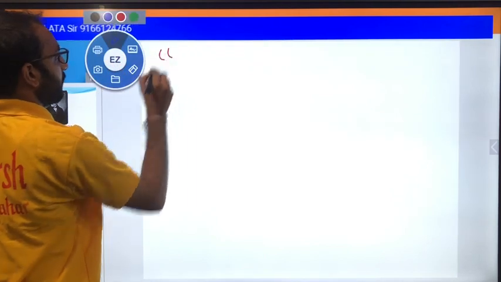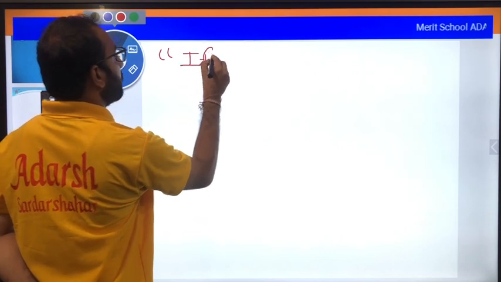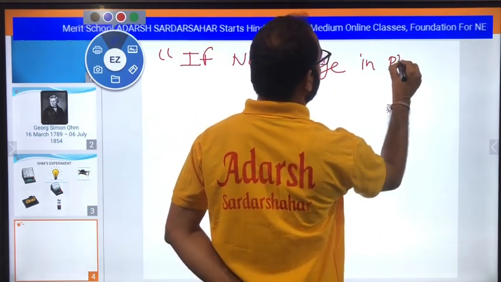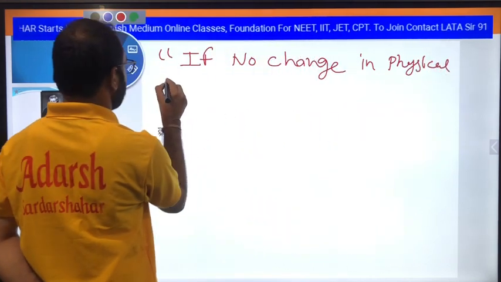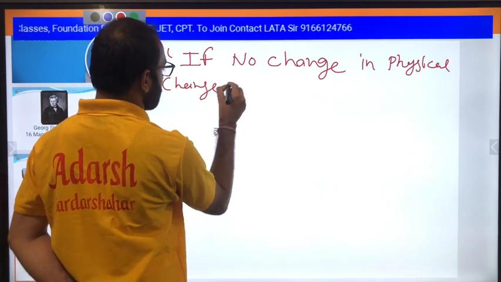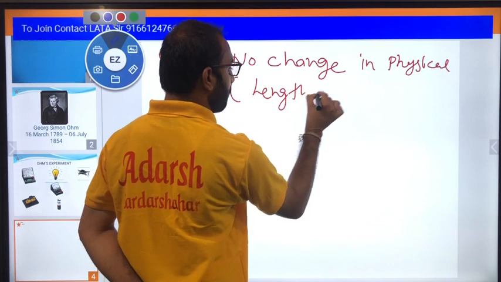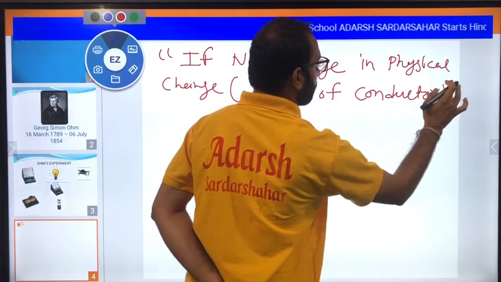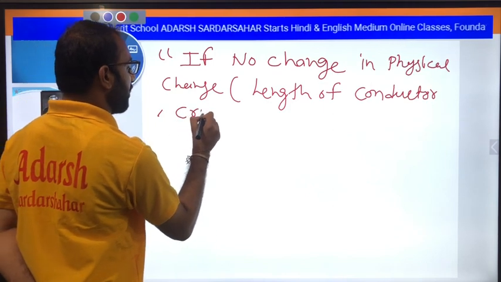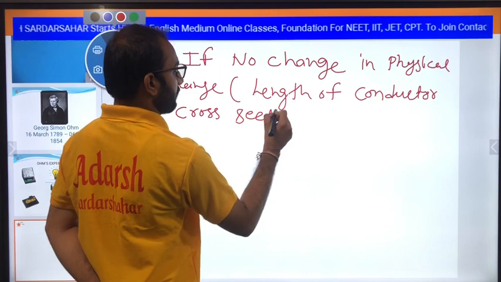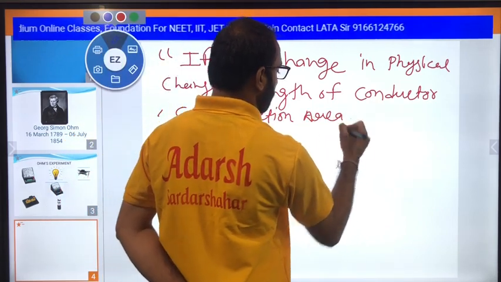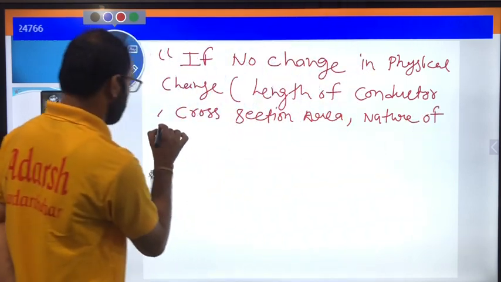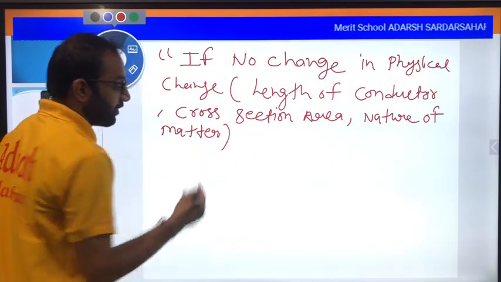Ohm's law says: if there is no change in physical quantities, for example the length of the conductor, the cross-section area, the nature of matter. Okay, these are the physical quantities.